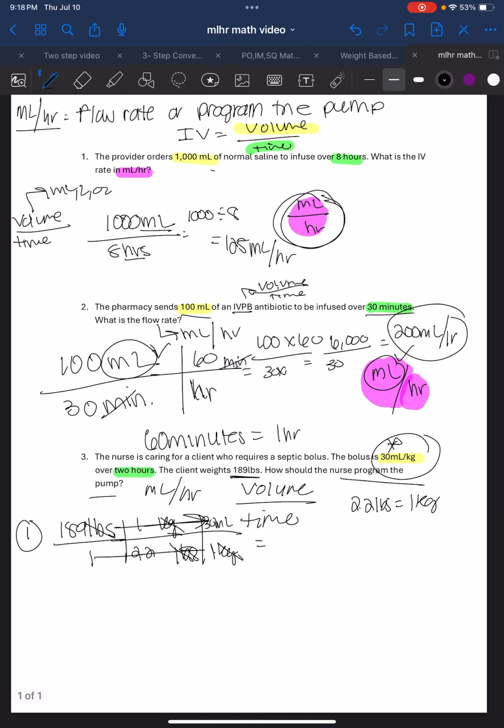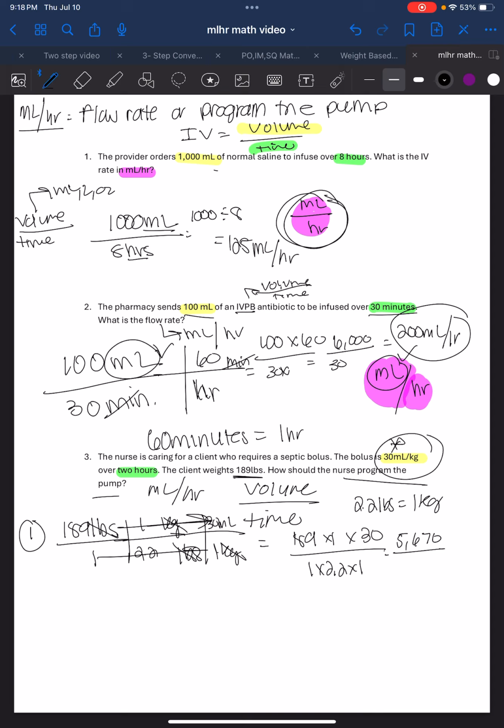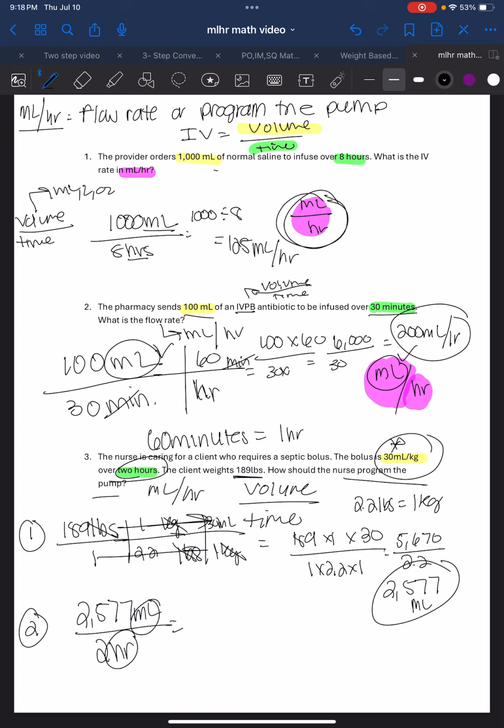This should equal 189 times 30, which gives us 5,670 over 2.2. Our answer is 2,577 mLs. Now we can go back in and divide our volume by time. This is the second part. Our volume is 2,577 mLs, our time is 2 hours, and we want mLs per hour. So we're just going to divide this.